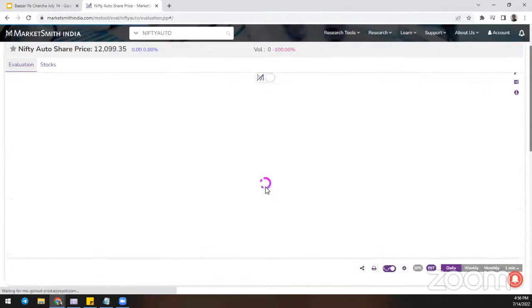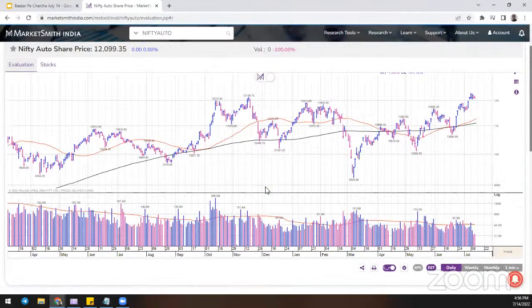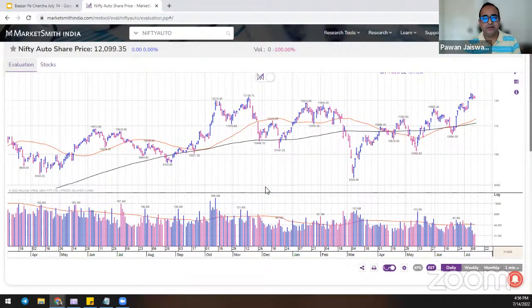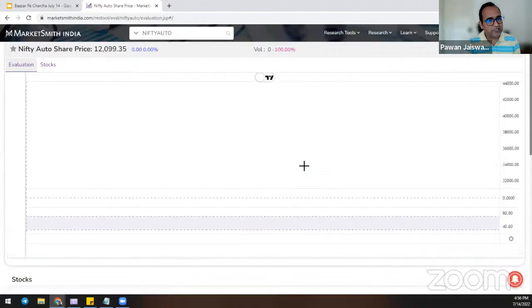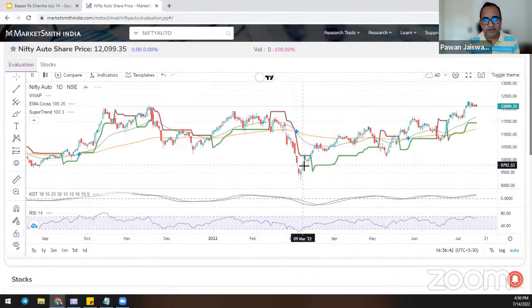So as I was discussing in the O'Neill methodology market direction, at that time I also said that this auto index is in an uptrend, a confirmed rally uptrend as per the O'Neill methodology. If I talk about the technical perspective, it is trending above all key moving averages, on the weekly chart, monthly chart, or daily chart, whatever it is.